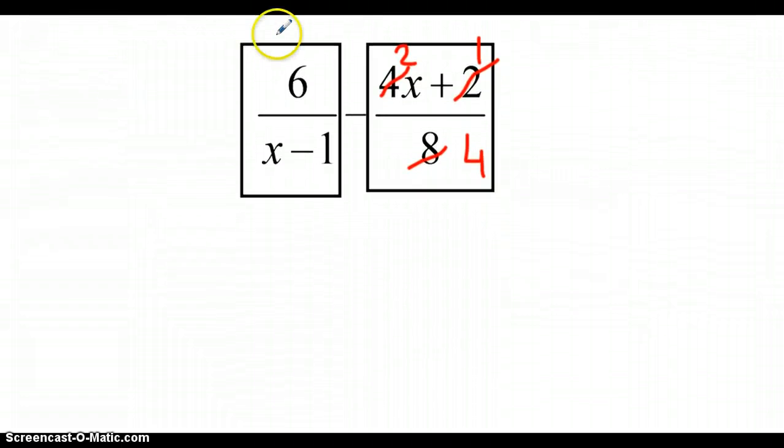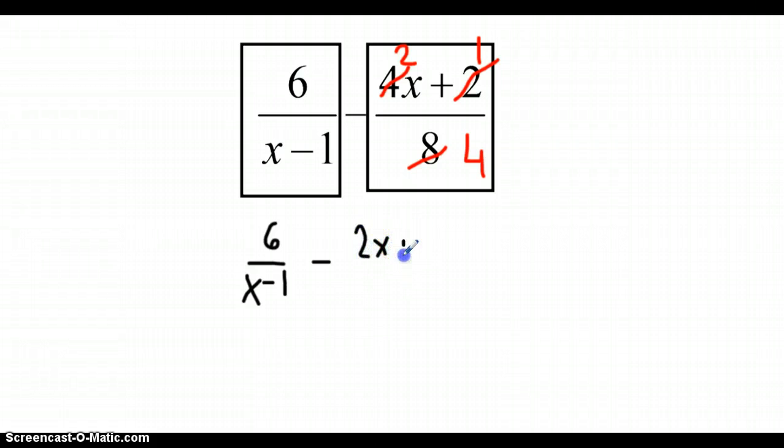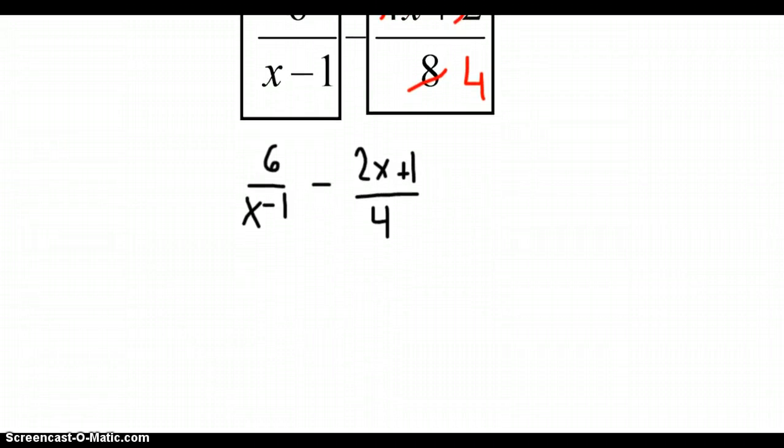So what I'm going to do is scroll this down a little bit and rewrite my fractions. So we have a 6 and an x minus 1, and we are subtracting 2x plus 1 over 4. So what I've done is I've simplified my problem first. Now I finish simplifying. I'm not going to do any more canceling until I get to the end of the problem. Because now what we need to do is create common denominators.